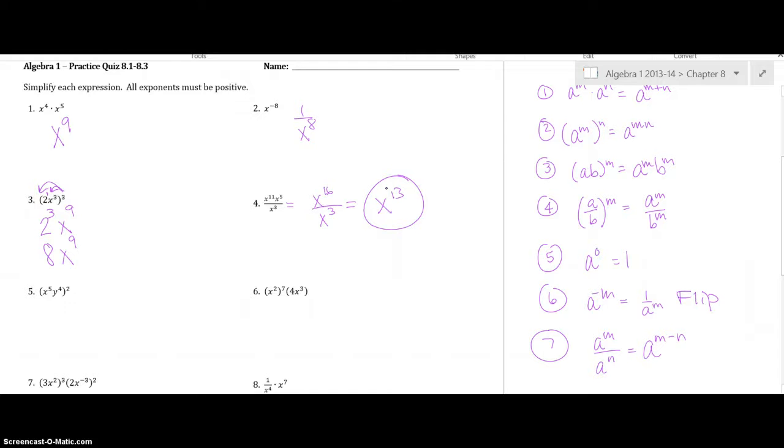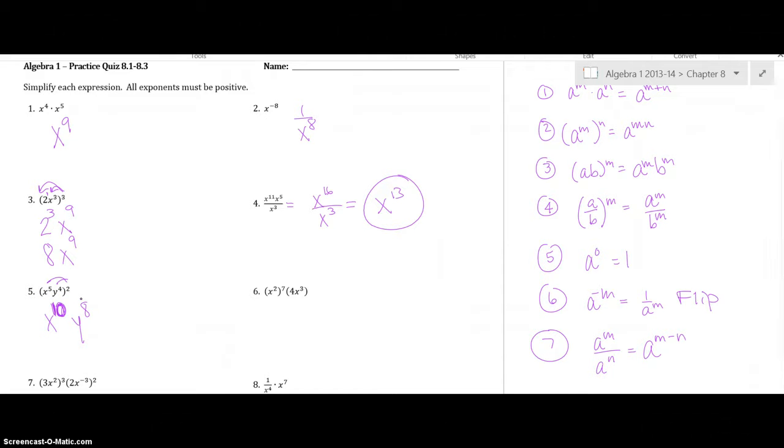Number 5, we're going to use rule number 3 and raise everything to the second power, and when you do that, you multiply the exponents to get x to the 10th, y to the 8th. Now you cannot go any further on this one because they do not have like bases, so x to the 10th and y to the 8th has to stay just like that.